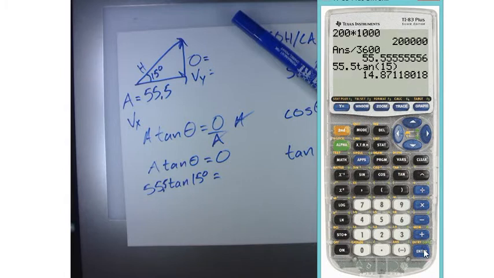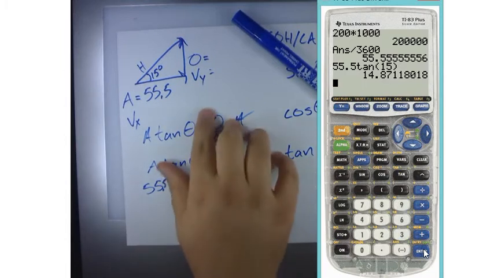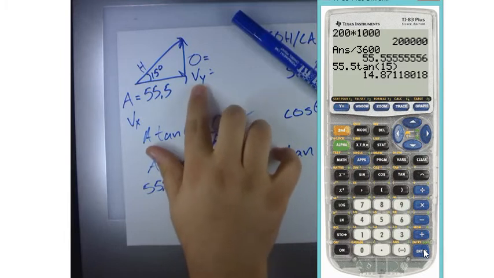Now I hit enter. Now what is that telling me? What is the number on the screen? What does that represent? Opposite. I want to give her a chance to earn her candy bar. What does this represent? That is the angle of the V sub Y. Okay, come get your candy.